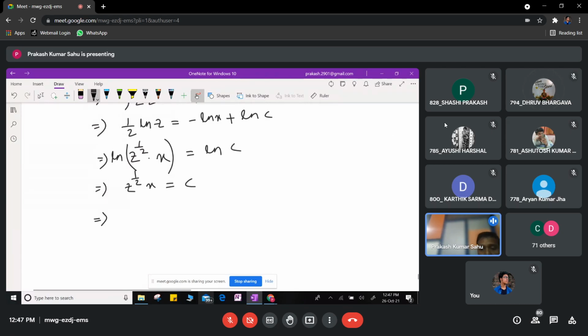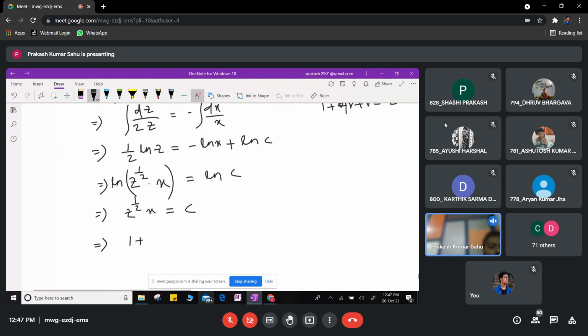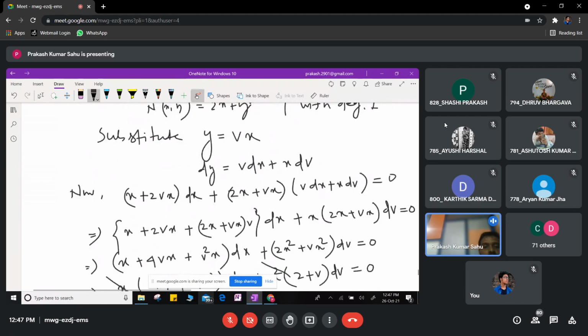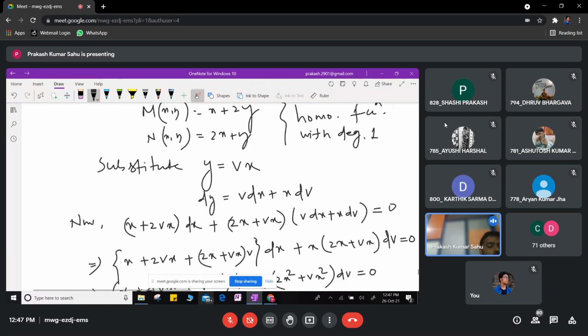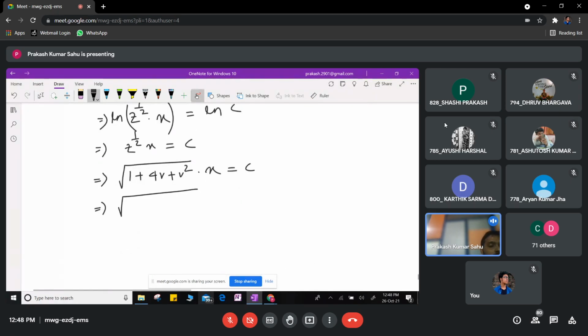What is the value of z? It is 1 plus 4v plus v square, so taking the root over 1 plus 4v plus v square, into x is equal to c. Then what is v? You substitute v is equal to y by x, since y is equal to vx means v is equal to y by x. So now you substitute y by x, this is root over, and you can also take the root over on the right hand side, no problem.